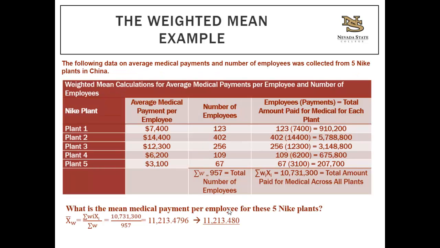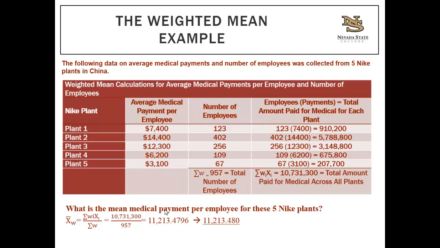So here's this example all spelled out for you with the calculations. To find the denominator of your weighted mean, the sum of W, or the total frequency, you add those frequencies together. So the number of employees was what we'd be looking at here. How many employees were there in total across those 5 Nike plants? You add 123 plus 402 plus 256 plus 109 plus 67. You end up with 957 total employees. So that's our denominator.